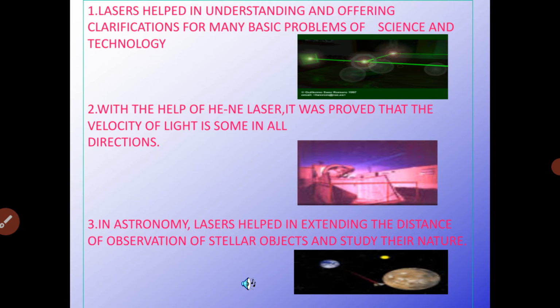Here in the images we can easily see, in the first image, the use of laser in science and technology. Second, for the study of the velocity of light. In the third, in the field of astronomy, that is the stellar objects like planets and stars.